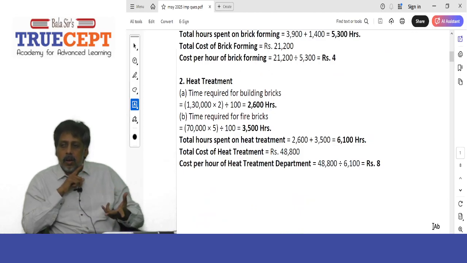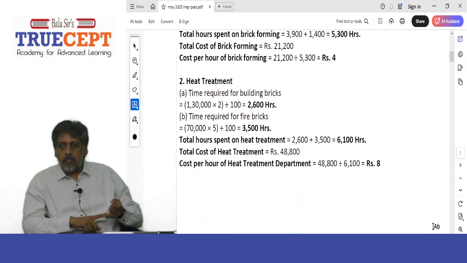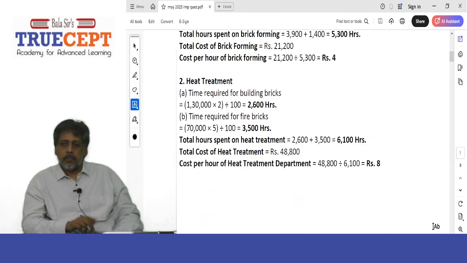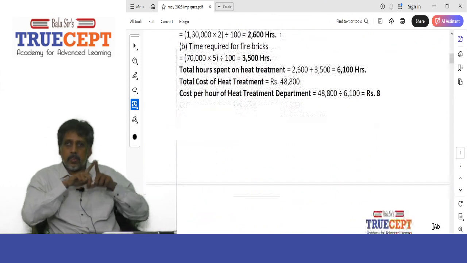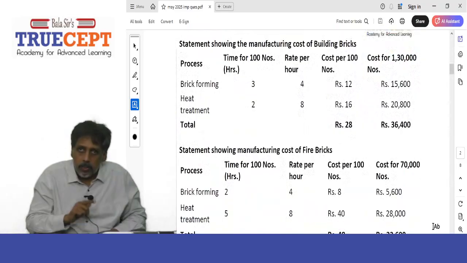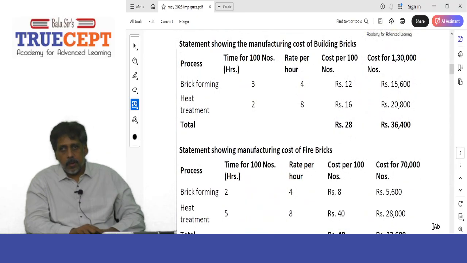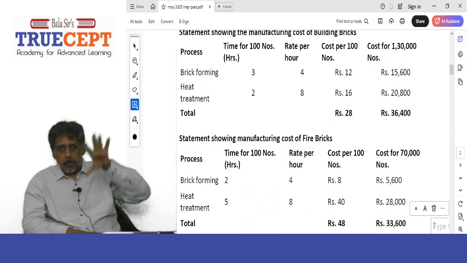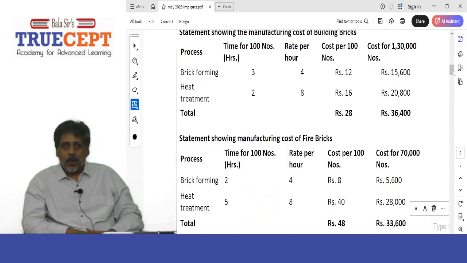That means the cost is rupees 8 for every hour spent on the products, right? Rupees 8 per hour. Now you have to make a table showing the manufacturing cost of product 1, which is what? Building bricks. Okay? Just see the table. It is a very complex table. Just see the columns.